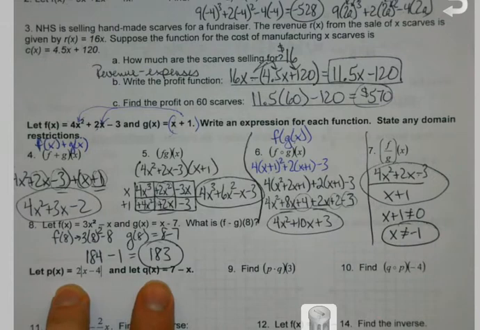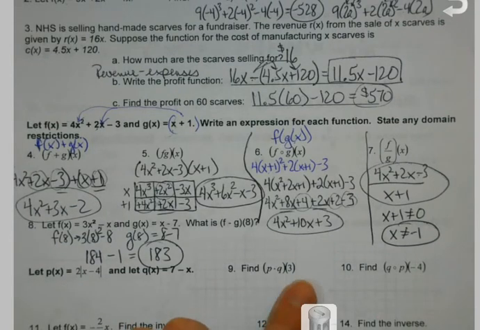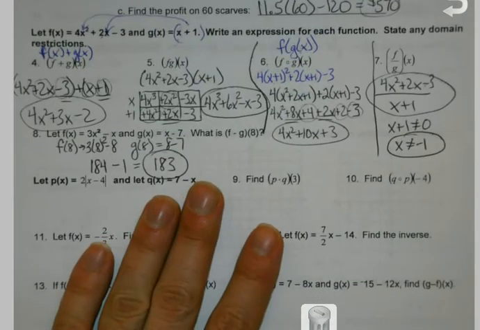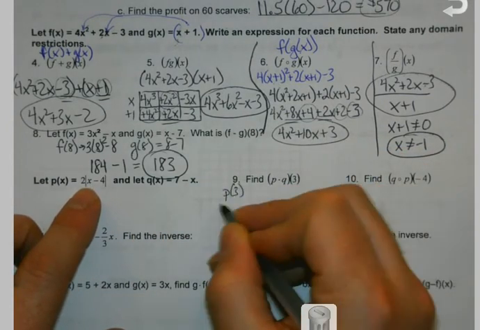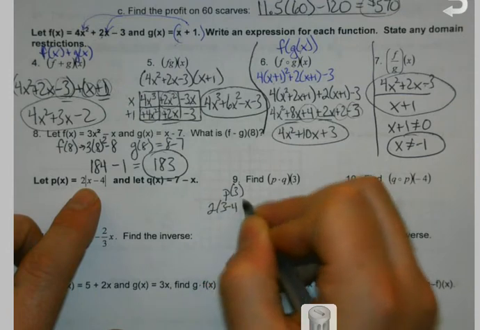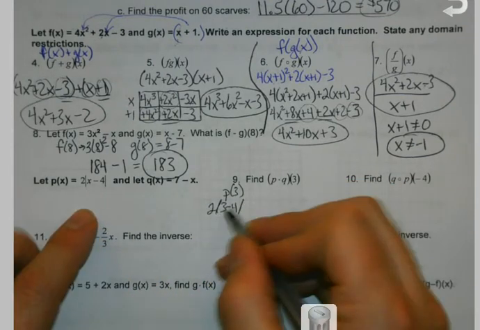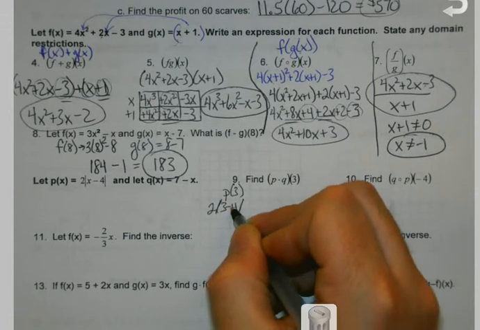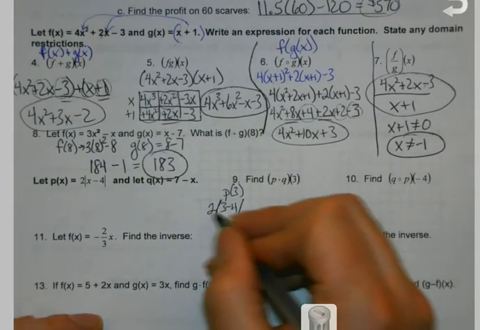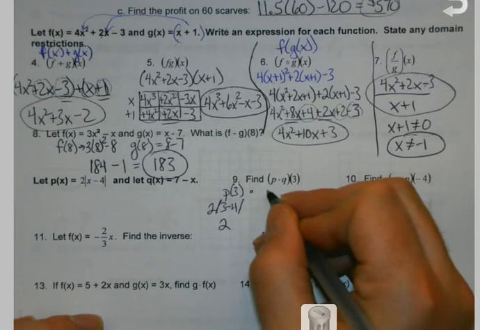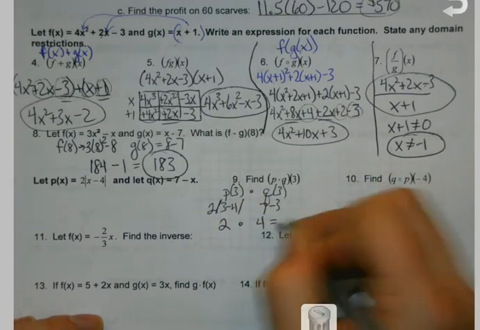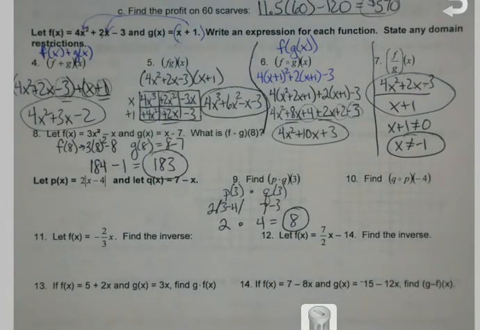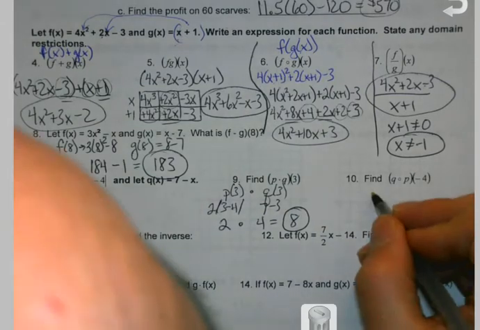More function notation, p and q of x. Find p times q of 3. But again, they give me a number. If they give me the number, take advantage of that. So I'm like, okay, so p of 3 would be 2 times the absolute value of 3 minus 4. But notice it's absolute value. 3 minus 4 is -1. But what's the absolute value of -1? It's 1. So 2 times 1 is 2. q of 3 is 7 minus 3, which is 4, and multiply them together. The big thing here is remembering that you have an absolute value.